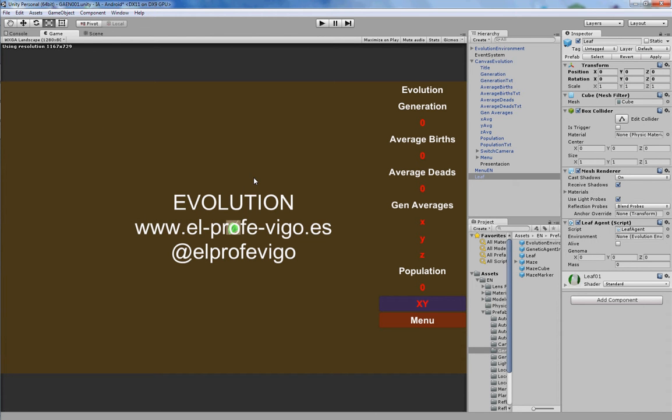I created this simulation as an introduction to the study of genetic algorithms that I present on my website www.el-profe-vigo.es. But I realized that it could also be of interest to people who are not programmers. Many people believe that in the evolutionary process, higher powers are involved, or that adaptation is a conscious or guided process. In fact, evolution is simply the result of survival and reproduction. The experiment itself is very simple.